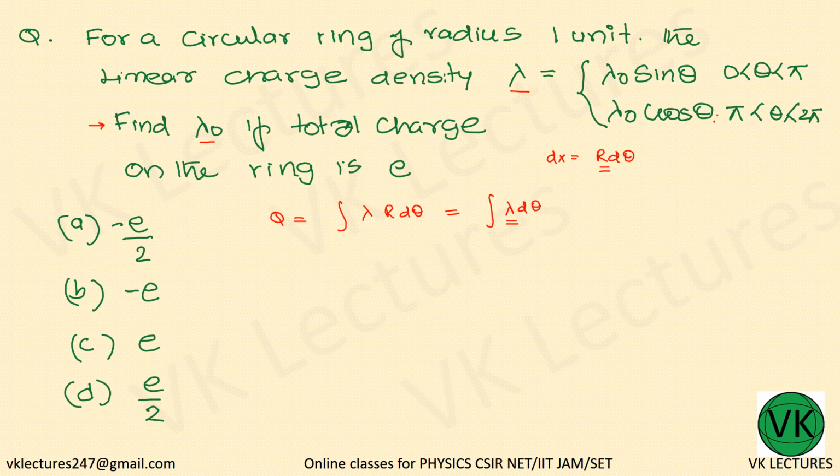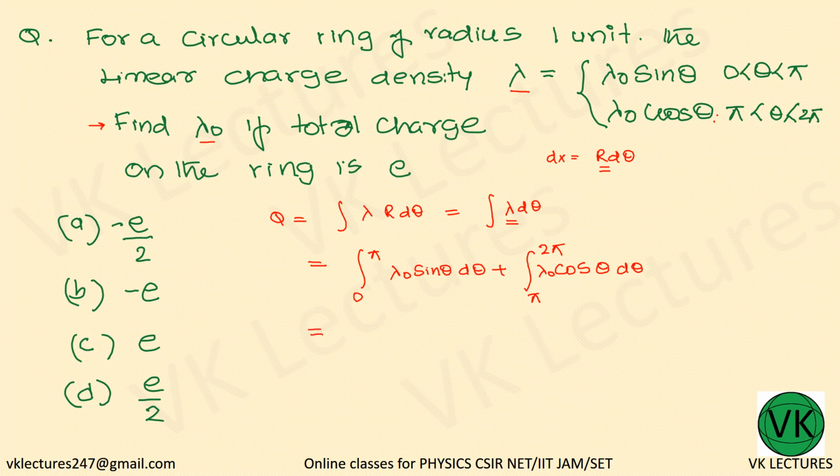So you can split the interval: 0 to pi, lambda equal to lambda naught sine theta, integral of lambda naught sine theta d theta, plus the integral from pi to 2 pi of lambda naught cos theta d theta. Okay.